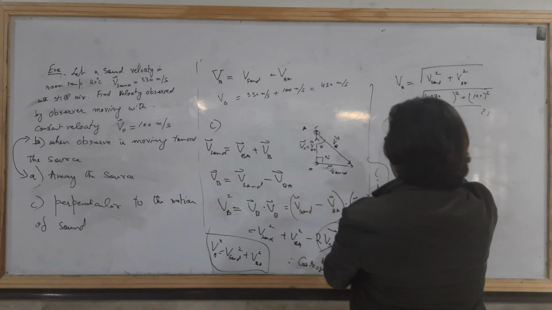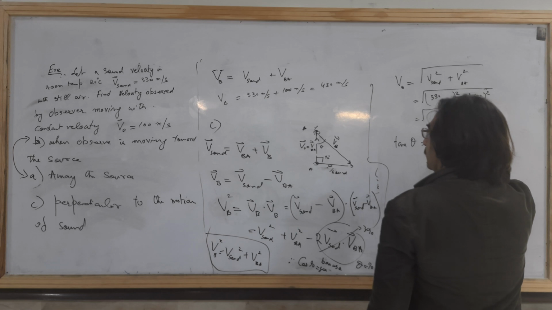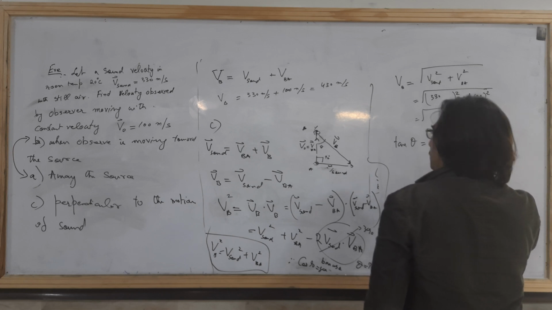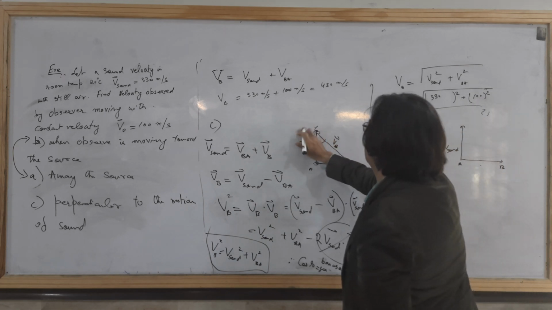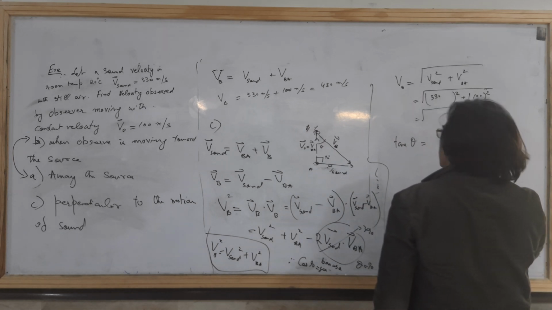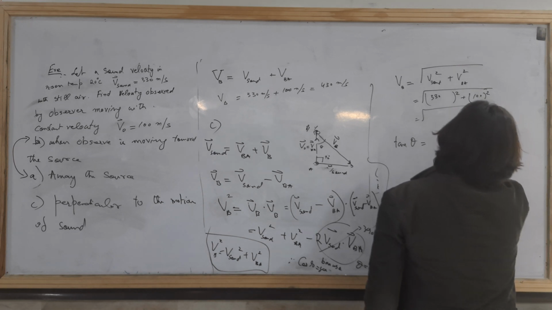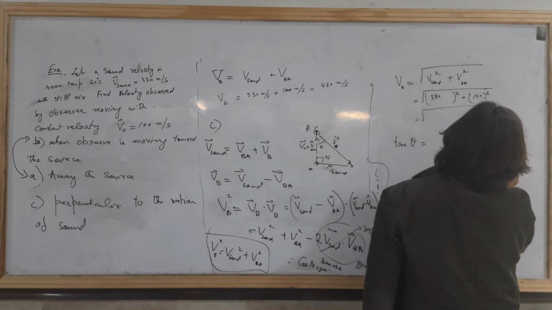If I rotate it in this way, this is V sound, this is point A, and this is V. This is B. This is VBA, and this is VB. Yes, and we have to find this angle.